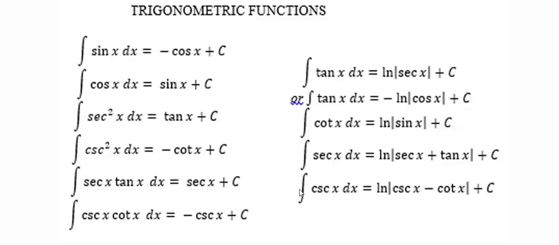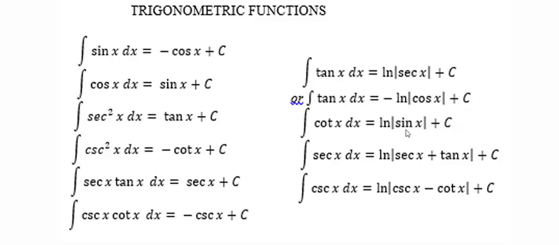So these are the additional formulas. These are the integrals of the remaining 4 trigo functions. So meron na tayong integral ng sine tsaka cosine. Dito we have integral of tangent, cotangent, secant, and cosecant. Lahat ng mga formulas na ito, they involve ln. And then we have two choices for the integral of tangent: either ln secant or negative ln cosine. The two are the same, because if you apply the property of logarithmic function, -1 becomes the exponent of cosine, and 1 over cosine is secant.